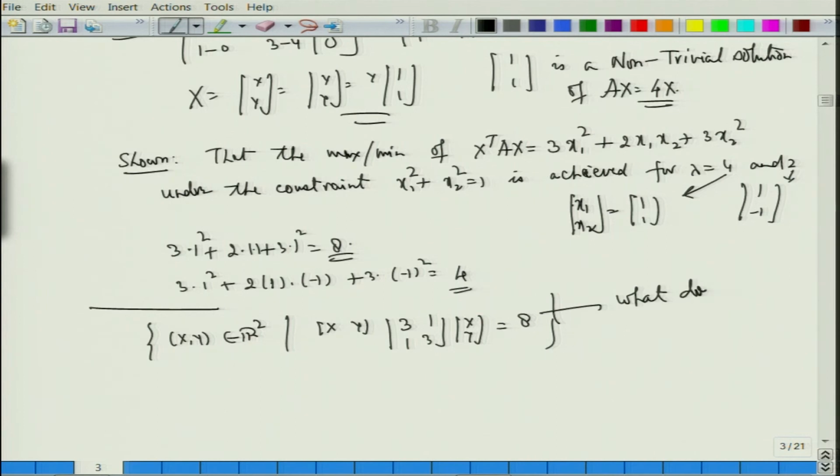What does this curve represent? I want to understand this. Fine. So from what I have, you can try to understand that this will turn out to be an ellipse. All right. So it is an ellipse. How do I see it?